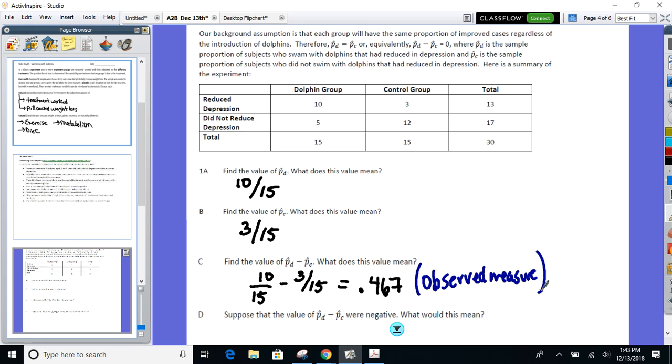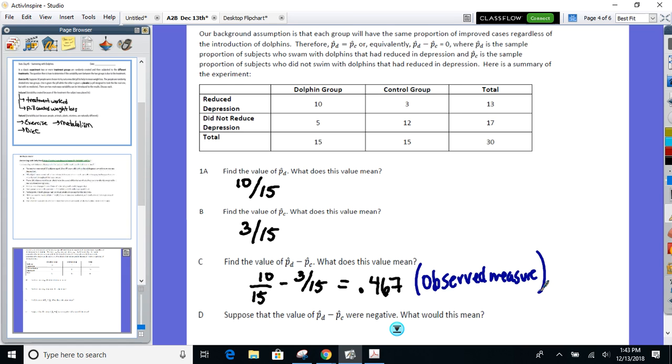Here's what it's basically saying: about 46.7, about 47% more in the dolphin group than the control group said they had reduced depression. That's what that means, about 47% more. Again, here's what we're going to examine. I know it's a little dry and dull here. Is this difference because of the dolphins or something else? That's what we're going to test right now.